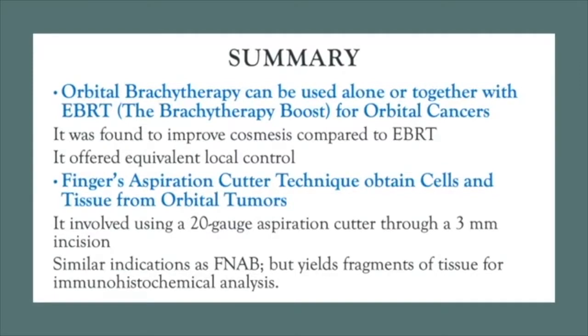Orbital brachytherapy can be used alone or together with external beam radiation therapy, called the Brachytherapy Boost technique, for orbital cancers. It was found to improve cosmesis compared to external beam radiation therapy alone, and it offered equivalent local control. Finger's aspiration cutter technique obtained both cells and tissue from orbital tumors utilizing a 20-gauge aspiration cutter through a 3mm incision. I suggested similar indications to fine needle aspiration biopsy, but this technique, unlike FNAB, yields both fragments of tissue and cells for immunohistochemical analysis.